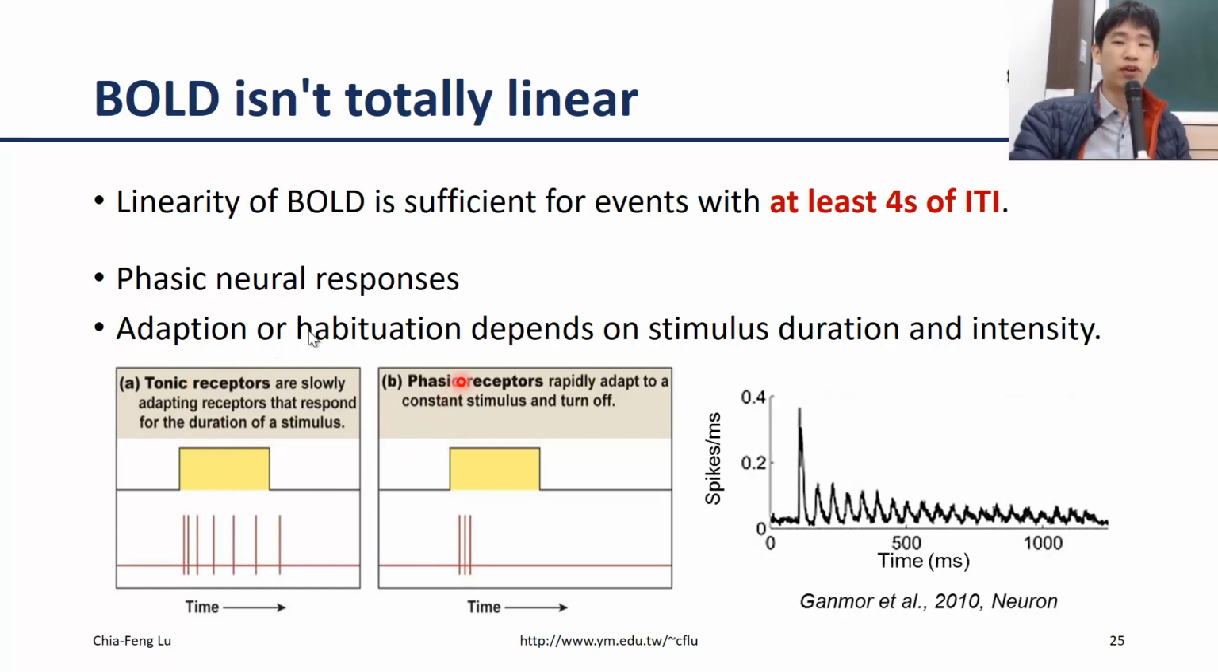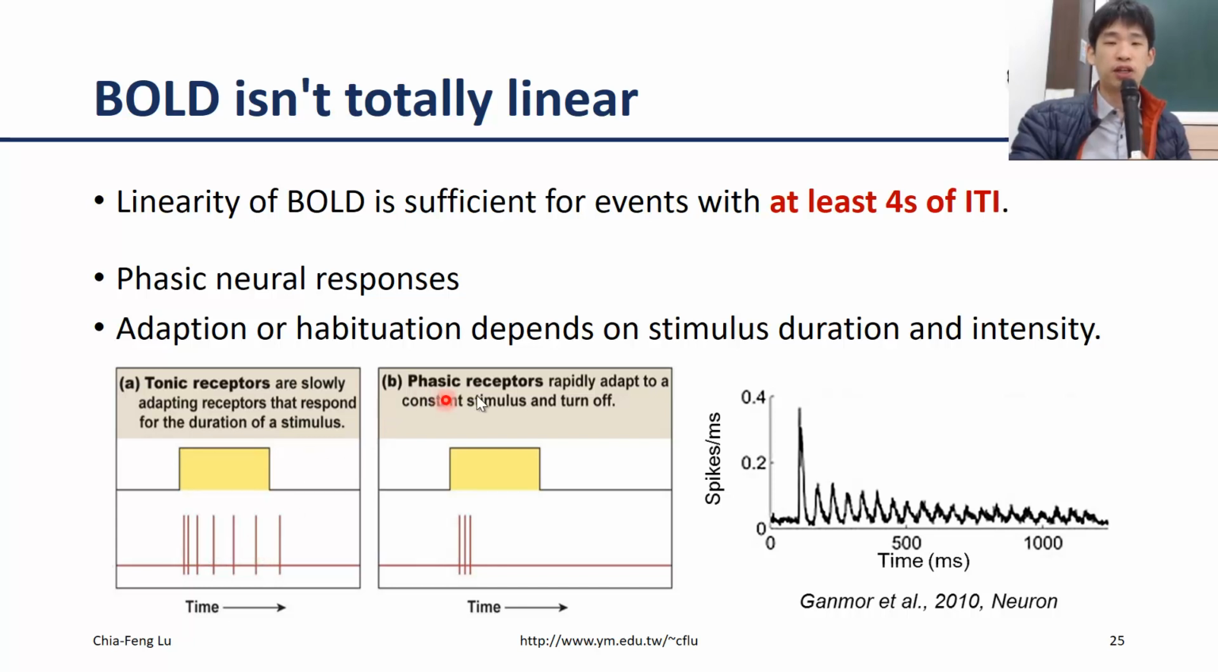Actually, there are two different types of response. The first one we call tonic receptors. That means you have a continuous stimulus, more like a block design. Each vertical line represents neural activity right here. You can see several different neural activities right here. However, the interval grows longer and longer.